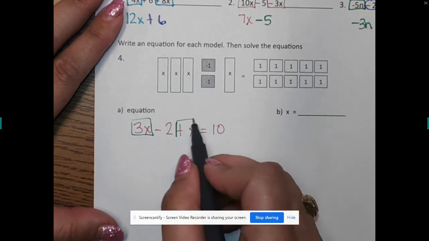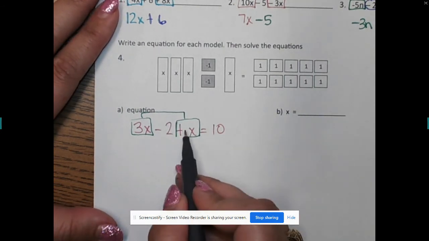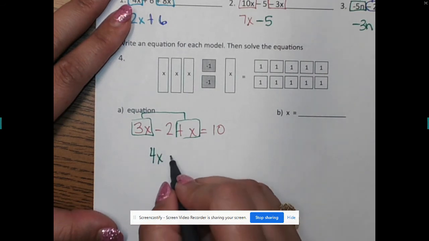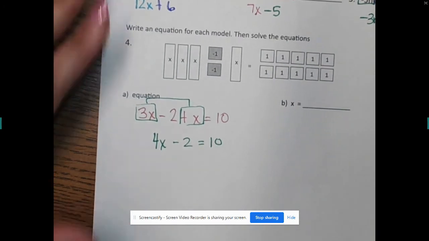3x plus x. Okay, what is 3x plus x? 4x. 4x minus 2 equals 10.